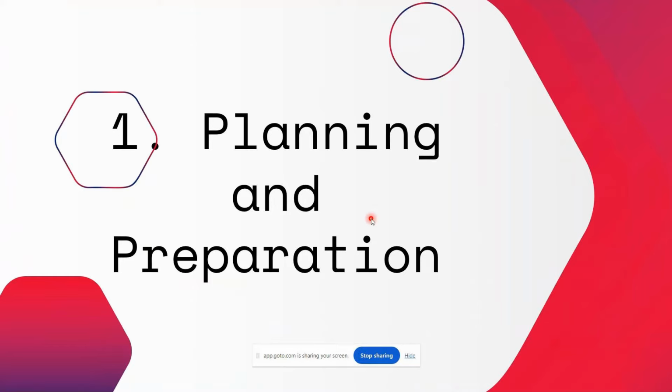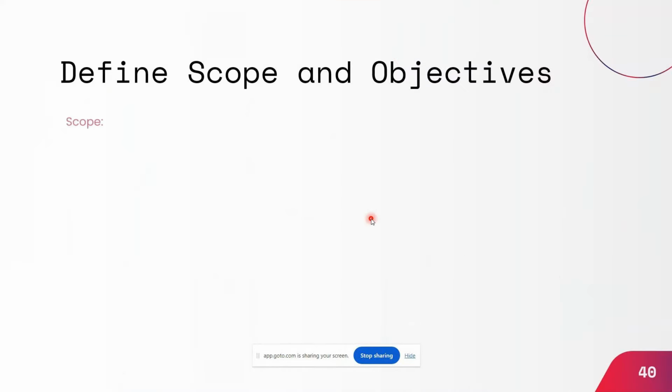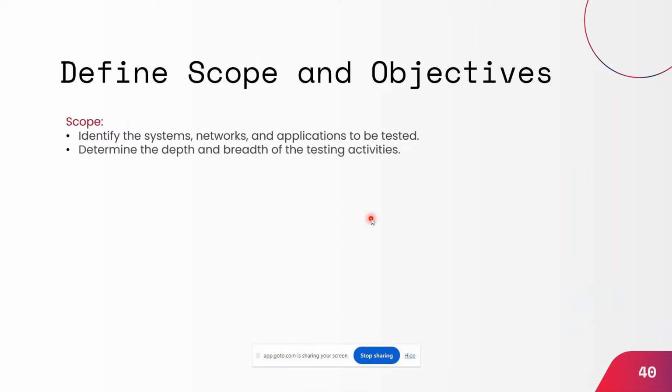Right. So the first phase is planning and preparation, guys. Here first we need to understand the scope, right? Like what systems, networks, and applications need to be assessed or tested. We need to determine the depth and breadth of the testing activities. Then decide whether the test will cover internal, external, or both network perimeters.